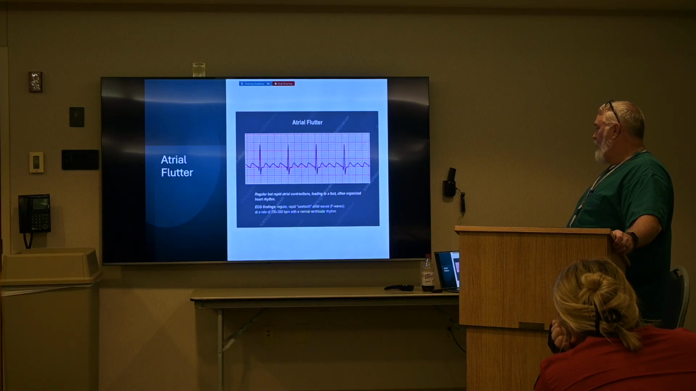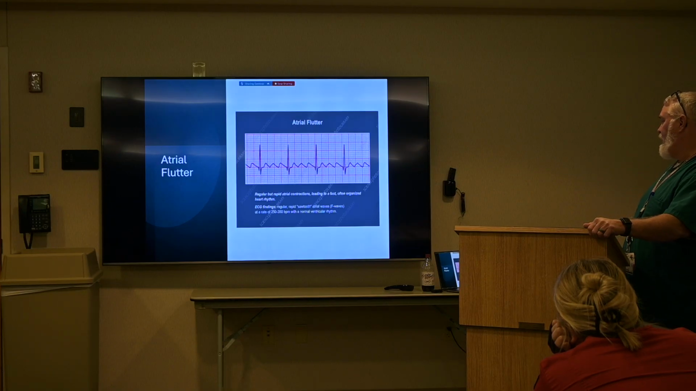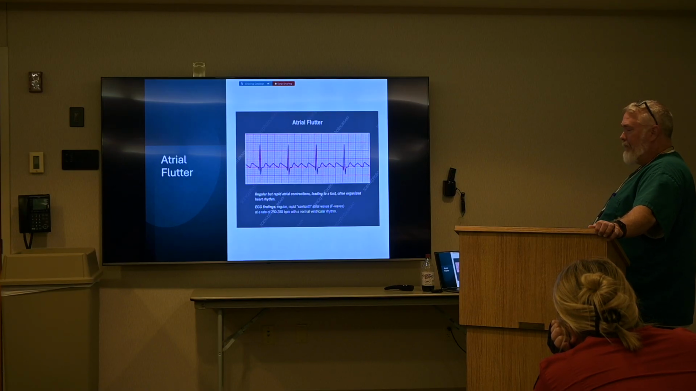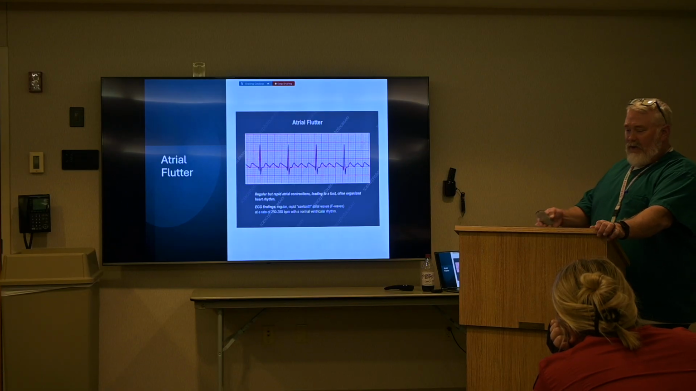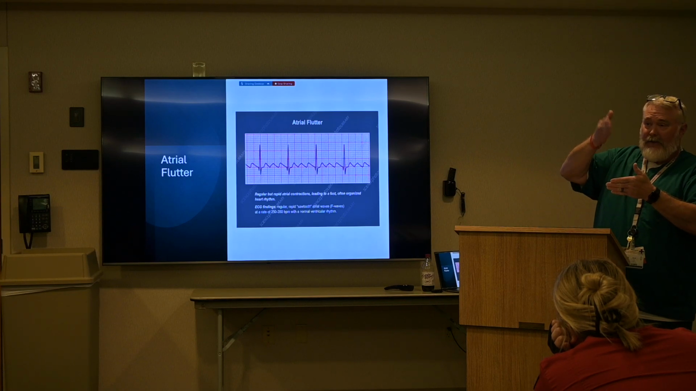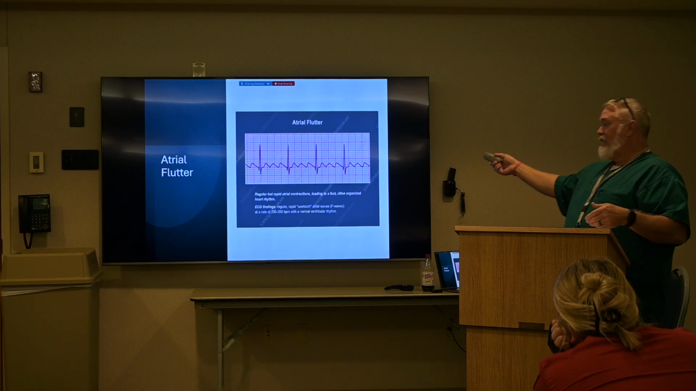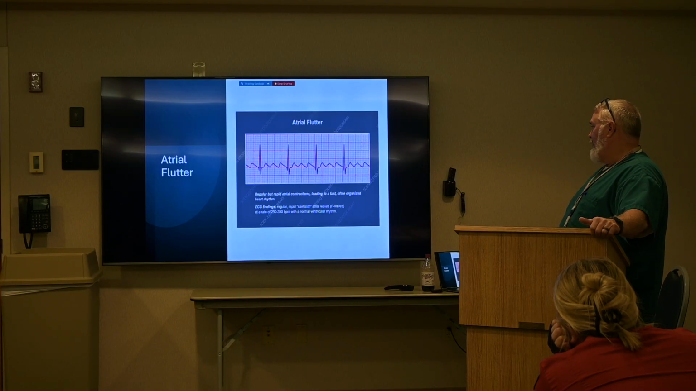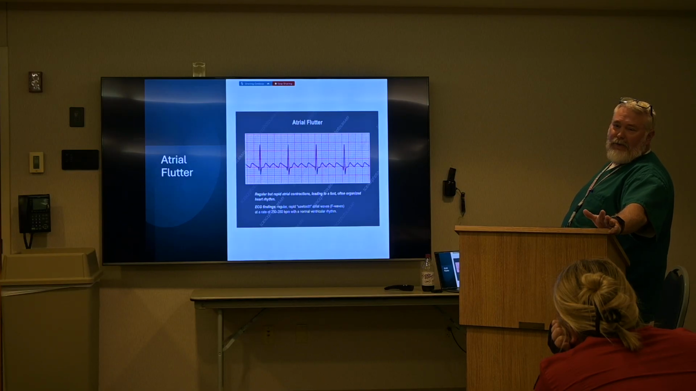Atrial flutter. Regular but rapid atrial contractions leading to a fast but organized heart rhythm. EKG findings are regular rapid sawtooth F waves at a rate of 250 to 350 beats per minute with a normal ventricular rhythm. So instead of atrial fib where your atria are just quivering, in a flutter they're beating very, very fast. And that's what causes the sawtooth waveform on the strip. So this one right here would be an atrial flutter with a 3-to-1 conduction abnormality.